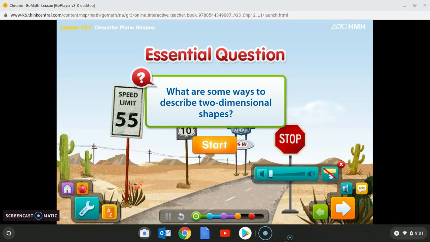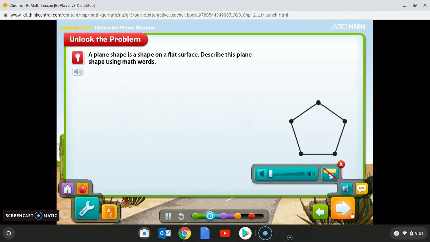before. So let's begin. When I first talk about plane shapes, I want you to know that plane shapes are just those shapes that we can draw on a flat surface. So we can draw a square, a triangle, a circle, and all those different things. So today we're going to be learning 5 math words that'll help us describe this shape.